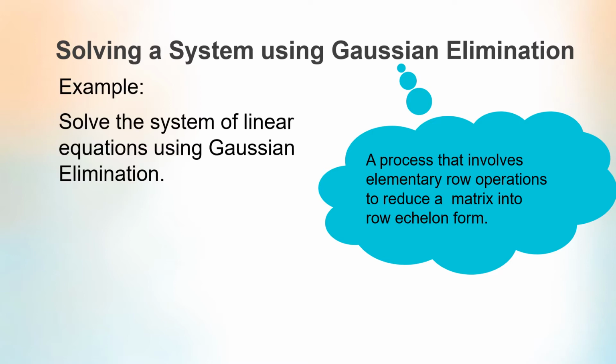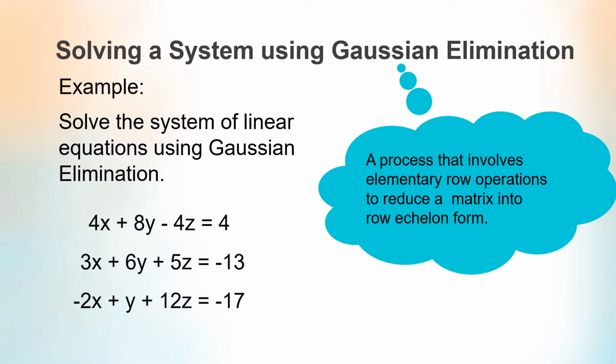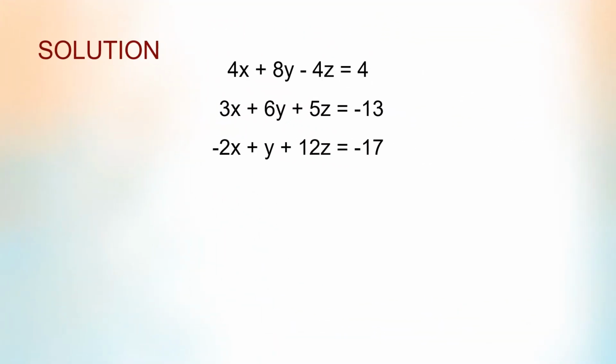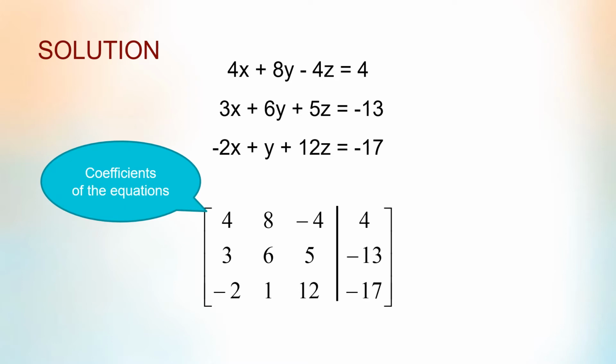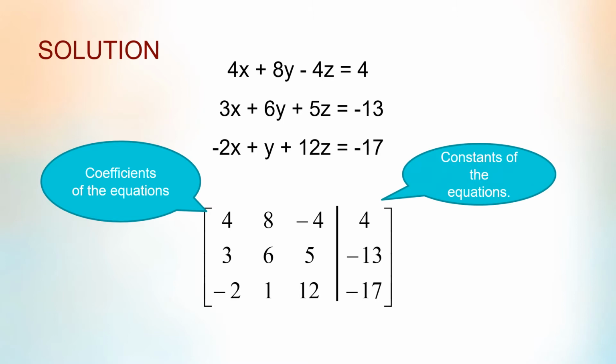Okay, let's together solve the system of linear equations given in the example. When using Gaussian elimination, the first thing that we need to do is to write the augmented matrix of the system. That is, by writing the coefficients of the equations on the left-hand side and the constants of the equations on the right-hand side, separated by a vertical line. Then, we will use the elementary row operations to reduce it to row echelon form.